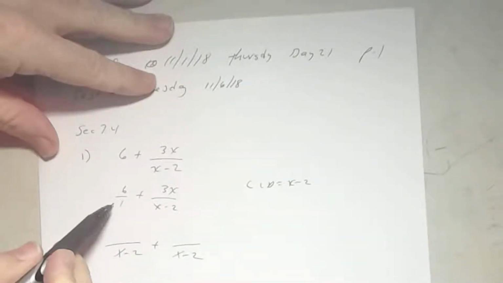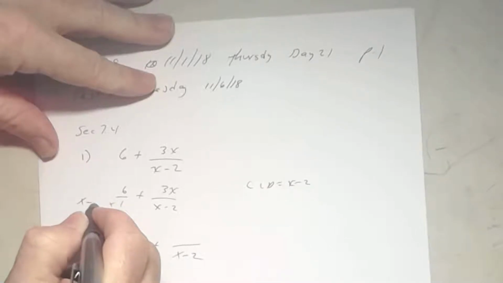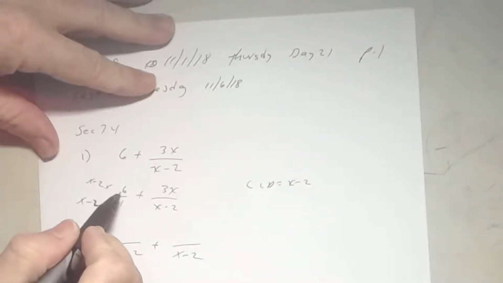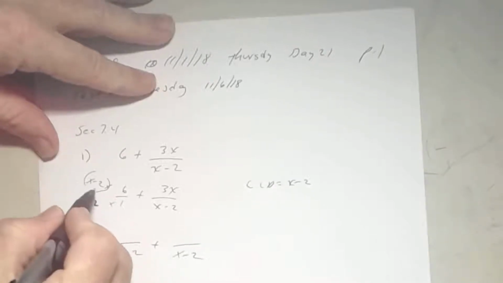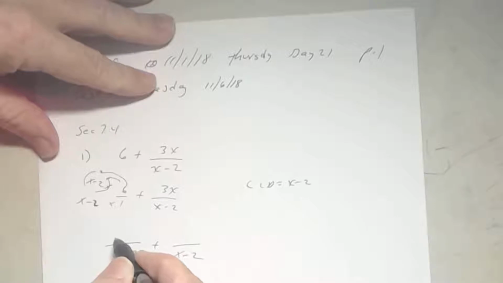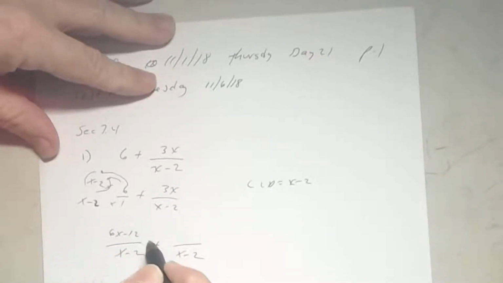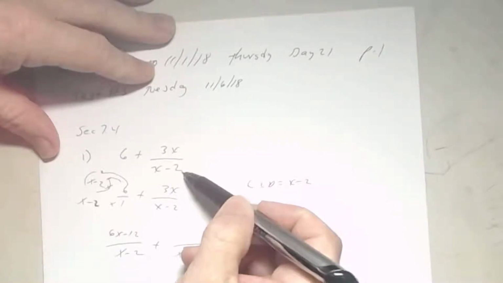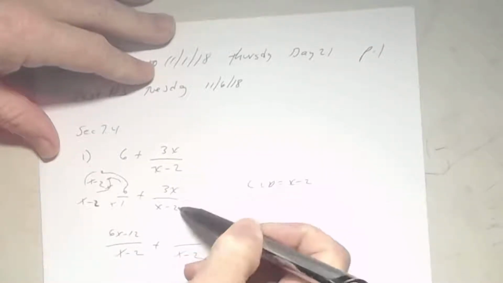Then you ask yourself, I have a 1, this is what I need. So what's missing? X minus 2. So I'm going to say times x minus 2. Be careful, the 6 is being multiplied by all of this, and then you distribute. So what's going to be the numerator? 6x minus 12. Over here, here's what I have, here's what I need. It's the same thing, so the denominators are the same. The numerators have to be 3x.